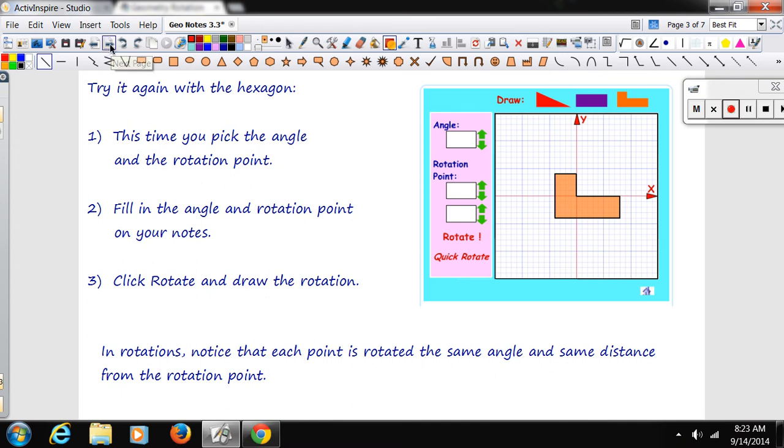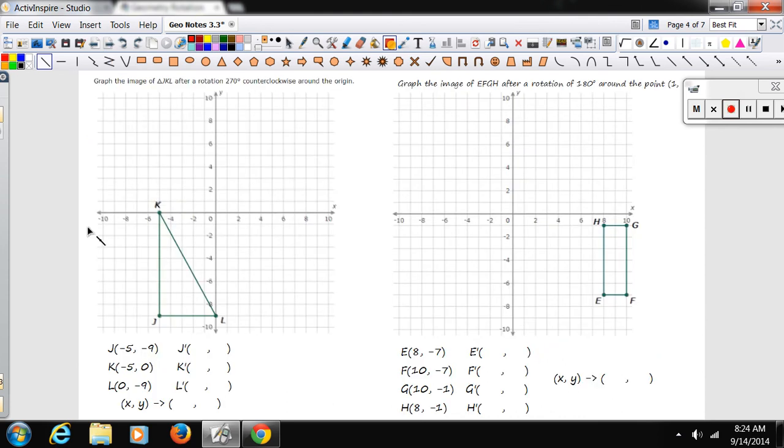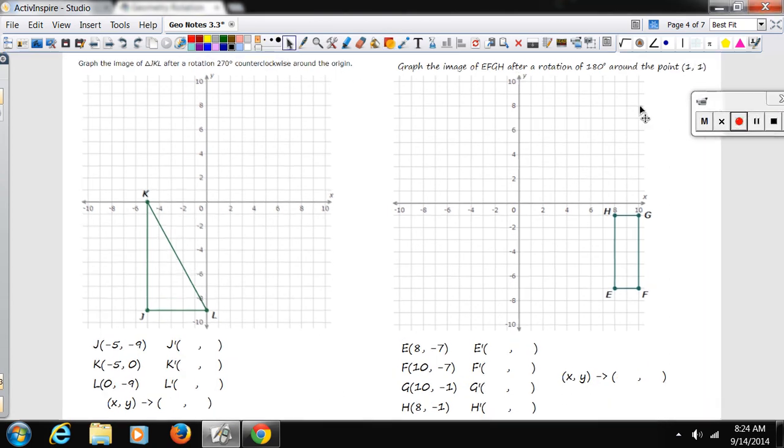All right, you can pause the video to do that. I'm going to move on to the next page here. Here's a couple of examples. One of them rotates around the origin. The other one rotates around the point 1, 1. This one's a little more challenging because you've got the different point 1, 1. Same concept though, so they shouldn't be too bad.